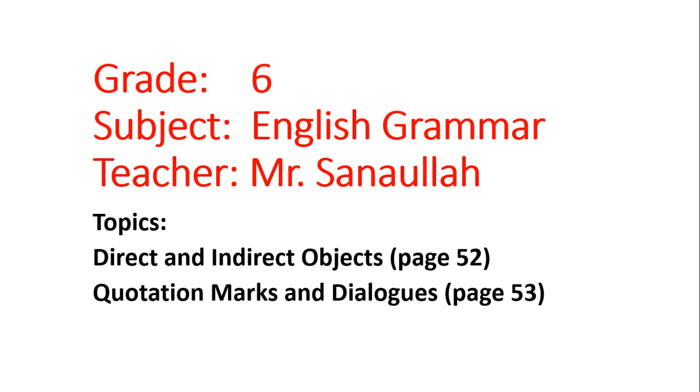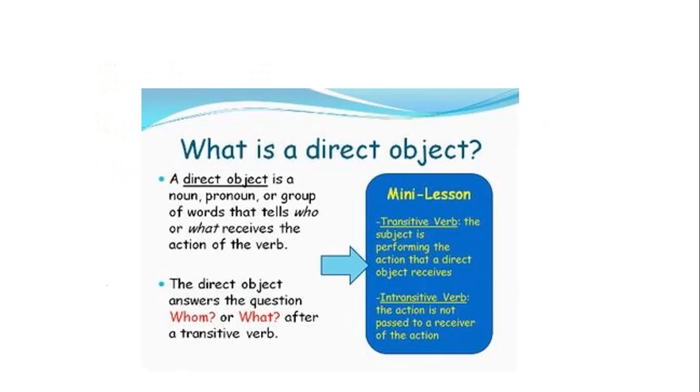Today we are going to study direct and indirect objects on page number 52. Meanwhile, we will also analyze the topic of quotation marks and dialogues on page number 53. Let's start our lesson with the study of direct and indirect objects. Before that, you must know that there are basically three main ingredients or parts in any sentence. These three parts are known as subject, verb, and object.